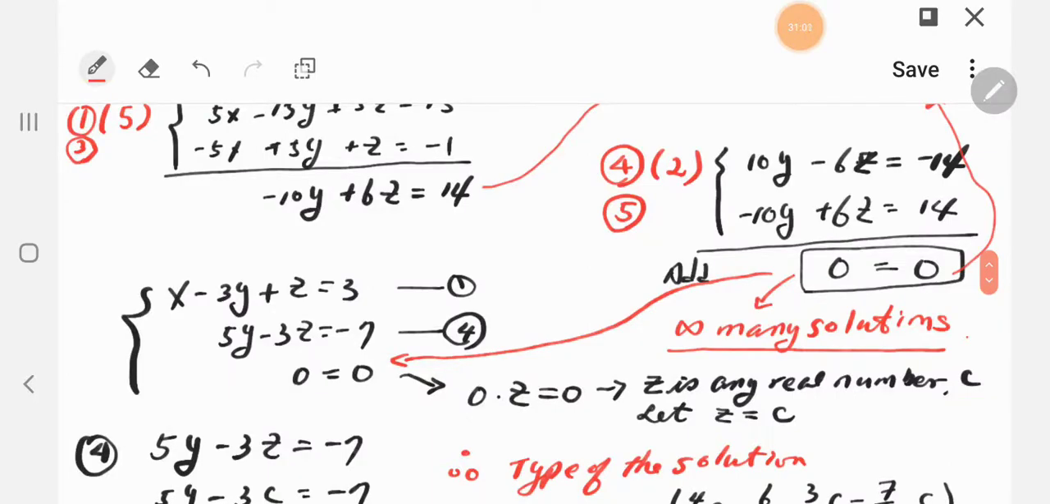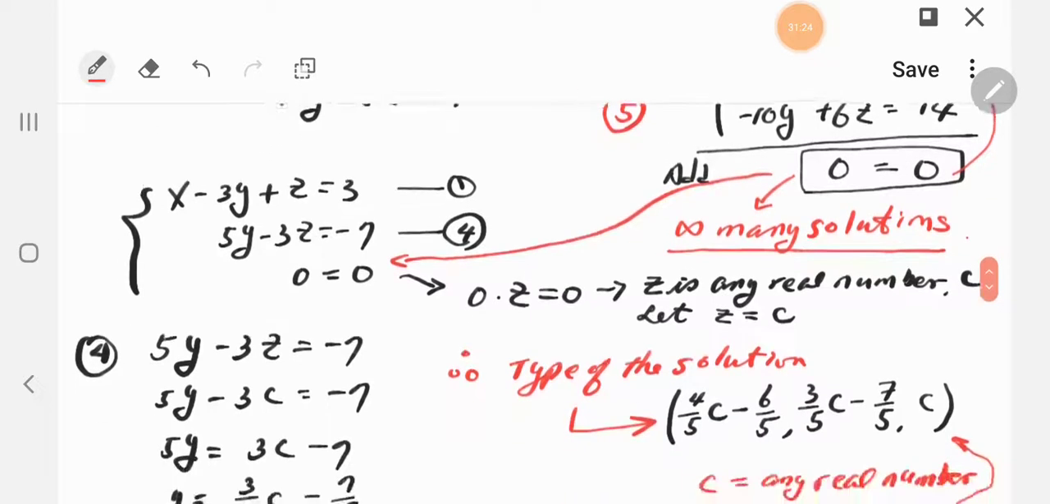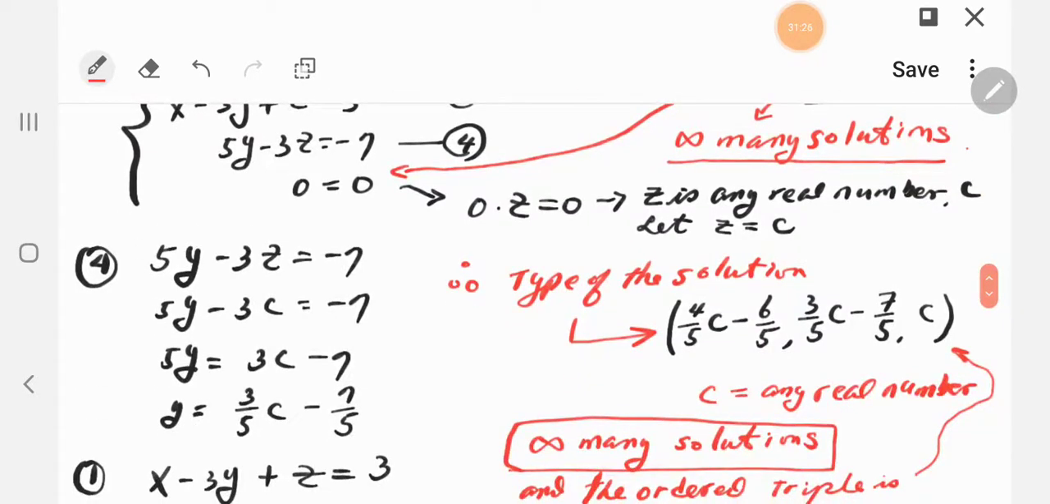So in this case, there are infinitely many solutions because z can be any real number, and then based on the z value, there is an x value and a y value. So the previous example has infinitely many solutions. Whenever the last equation is 0 equals 0, not 1 equals 1, 1 equals 1 is different, 0 equals 0 means there are infinitely many solutions. Then you can find the type of the solution by setting the z value equal to c.